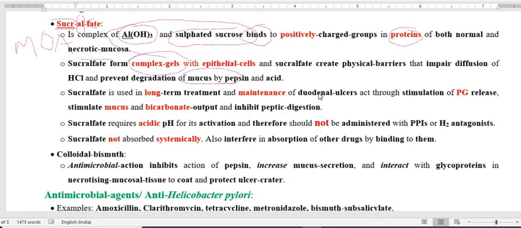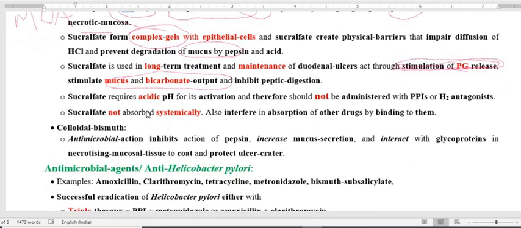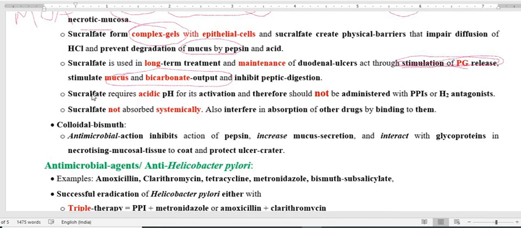Other than that, sucralfate also stimulates prostaglandin release. When prostaglandin is released, stimulated by sucralfate, mucus and bicarbonate get increased, and these two are also cytoprotectants. Now, as I already discussed, sucralfate requires acidic pH to get activated, and is usually not active when the pH is high.